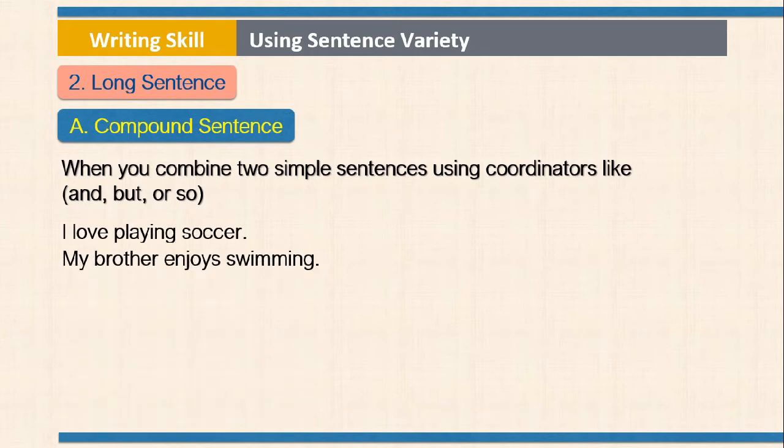For example, when you say, I love playing soccer. My brother enjoys swimming. As you can see in the previous examples, we have similar ideas. In this case, use and to combine between those two simple sentences.